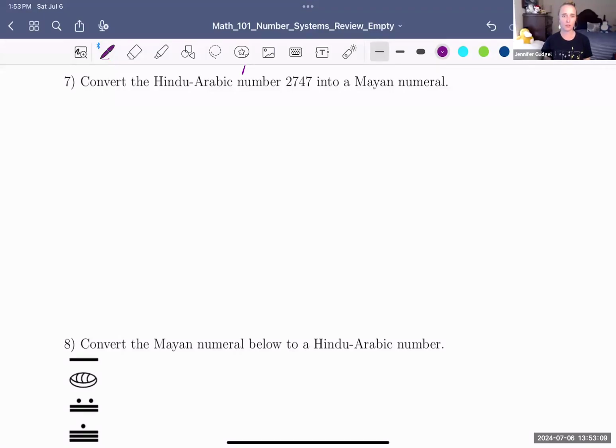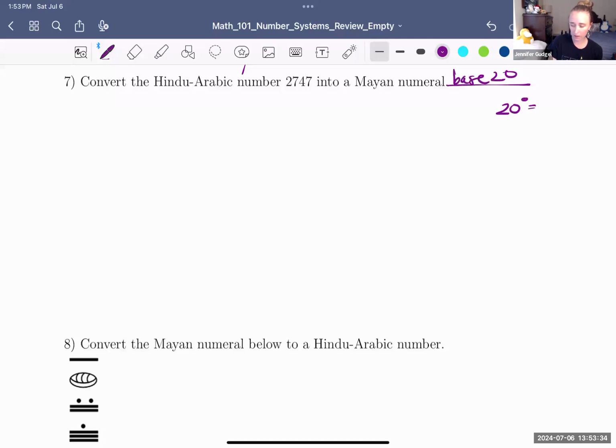Number 7 is to convert the Hindu-Arabic number 2747 into a Mayan numeral. We are going from our base to someone else's system. So this is that division and subtraction version again. Let's talk about the Mayan base. Mayan base is base 20.